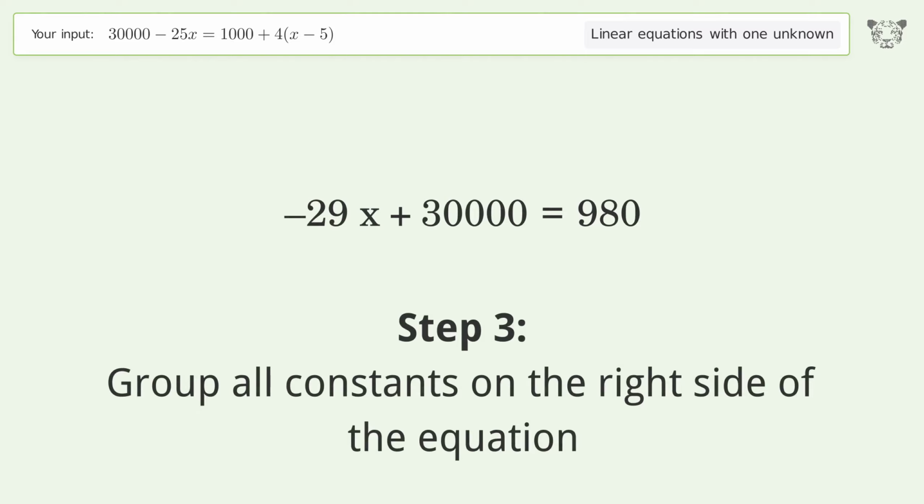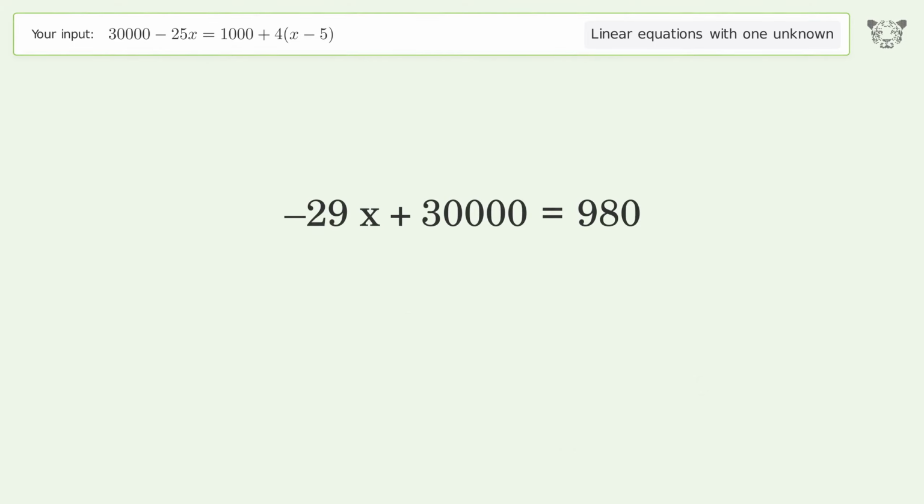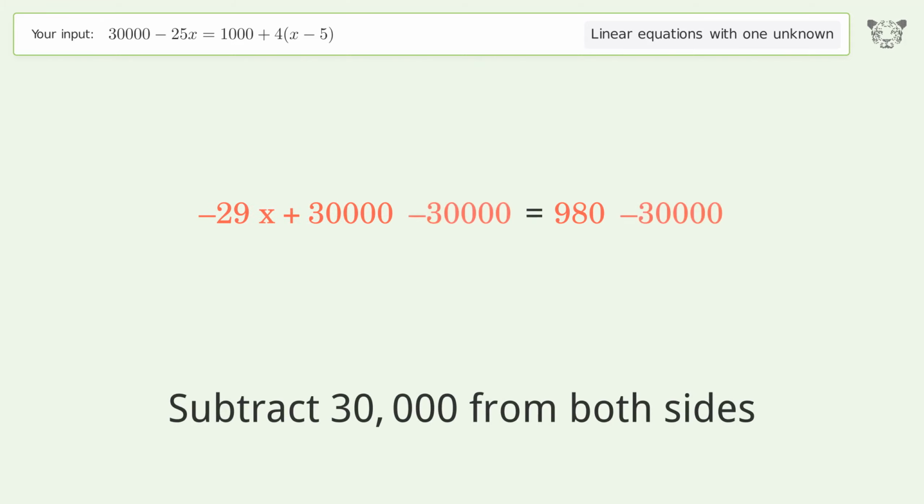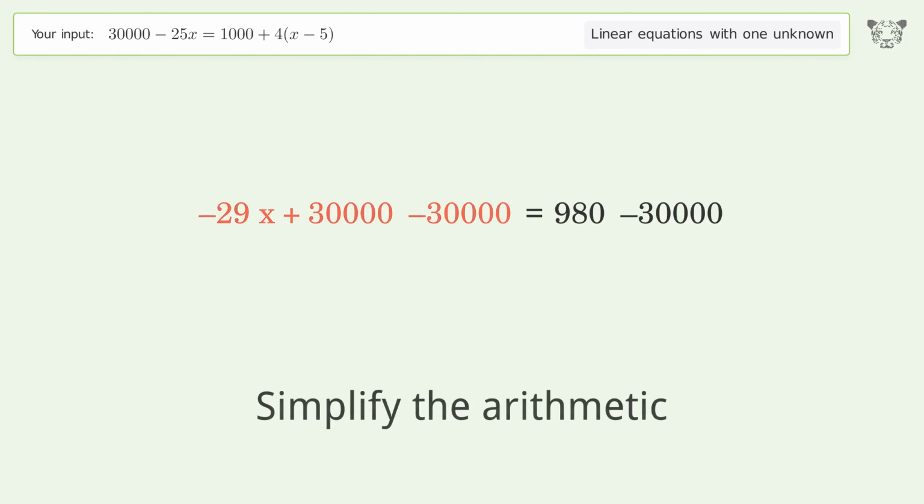Group all constants on the right side of the equation. Subtract 30,000 from both sides. Simplify the arithmetic.